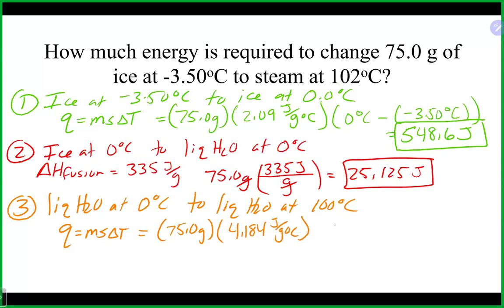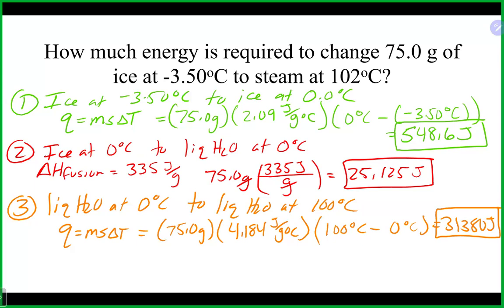And again, we want to do final temperature, which is 100 degrees, minus initial temperature, which is 0 degrees. And that's going to get us about 31,380 joules of energy to transition from taking liquid water to liquid water at 100 degrees.